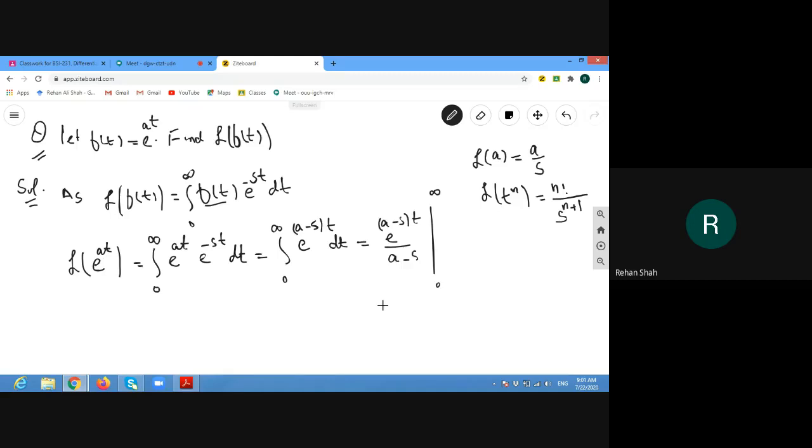So I am imposing a condition, let a minus s be less than 0. Then this will become e power minus infinity divided by (a minus s), and this will become minus e power 0 minus 0 divided by (a minus s). Is it clear?